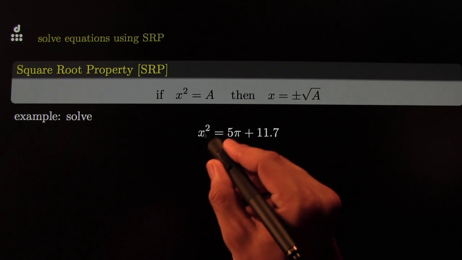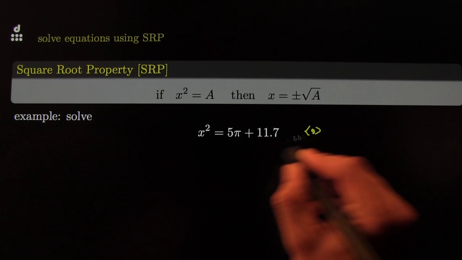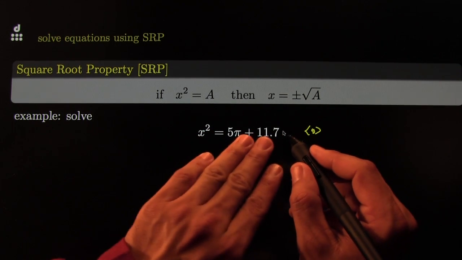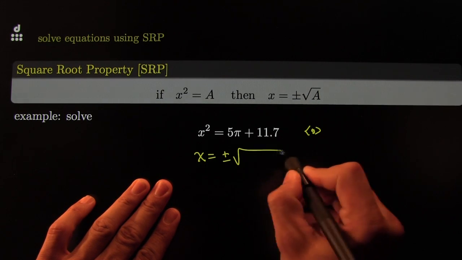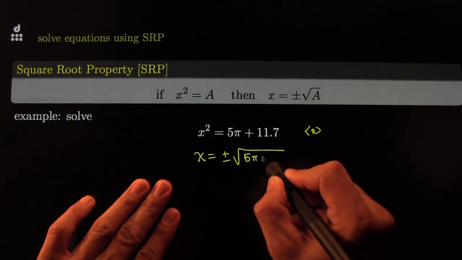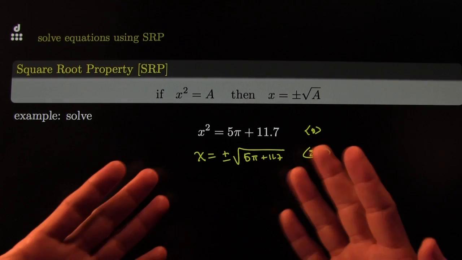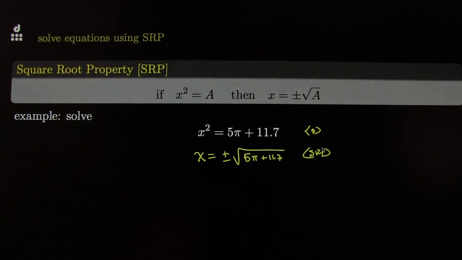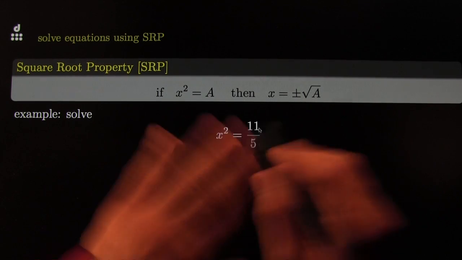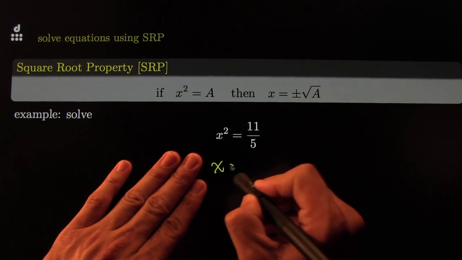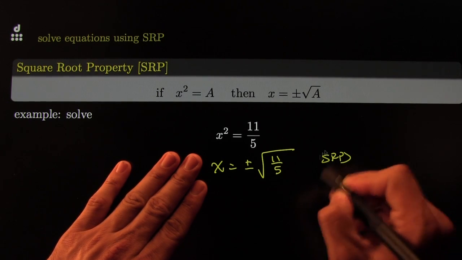Here the key thing that I notice is that I've got an x squared on the left hand side and I don't have any x's on the right hand side. So to me this is all the same, just one constant. All I see is just one blah here. So I proceed x equals plus or minus the square root of that blah. 5 pi plus 11.7. Square root property. Yippee-ki-yay. We're done. Easy, right? Another one. Again, all I see on the right hand side is no x's, just some blah. So x equals plus or minus square root of 11 over 5 by square root property.